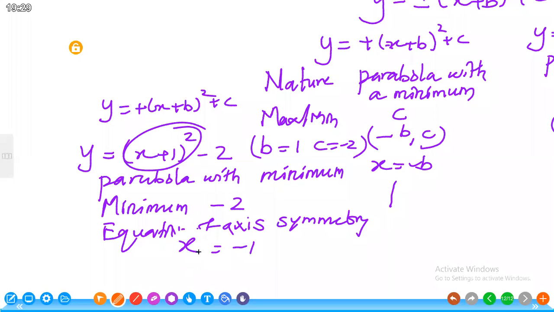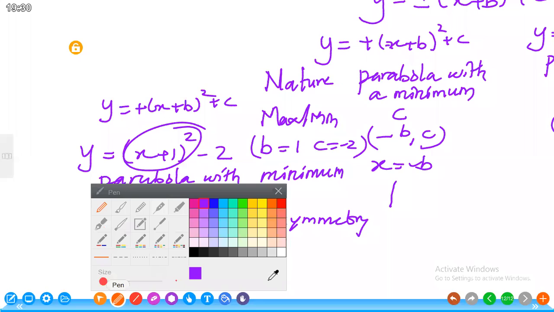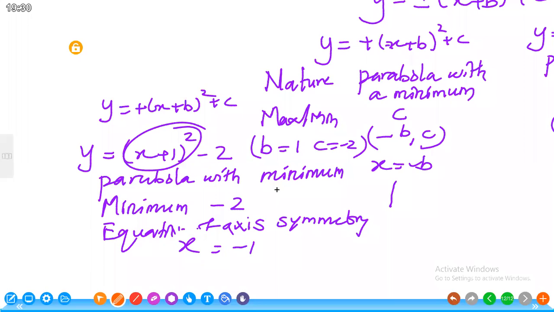Okay, now you can write the coordinates of turning point. What's the coordinate of turning point? Equation of axisymmetry is -1 and minimum value is -2. So the coordinates of turning point is equal to (-1, -2). Right? First, I convert this equation into the form of y is equal to plus (x plus b) all squared plus c. After that, we write b is equal to +1 and c is equal to -2.